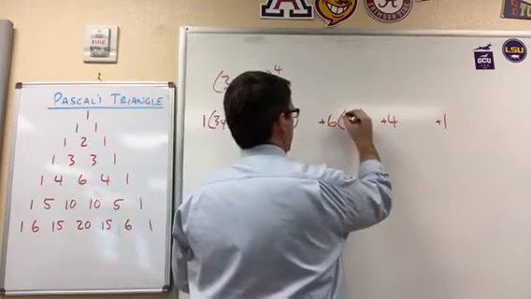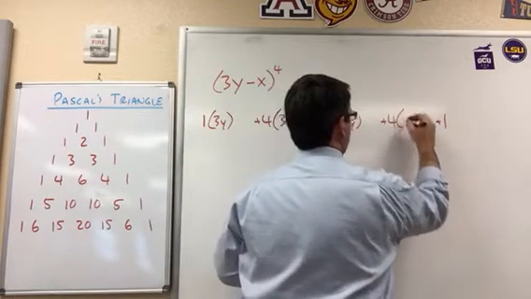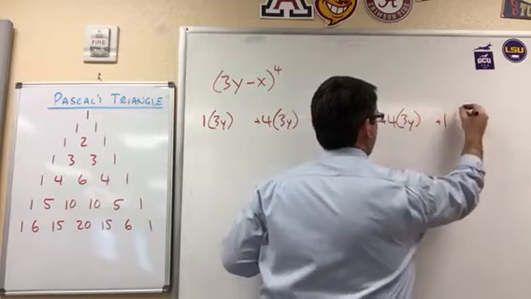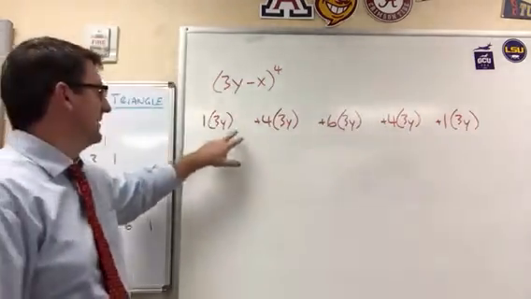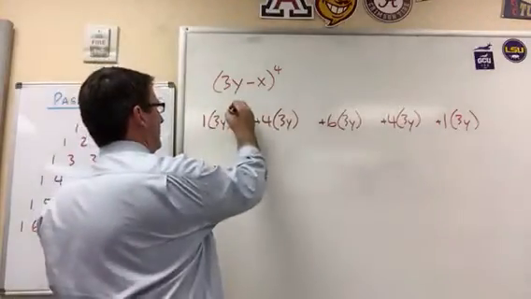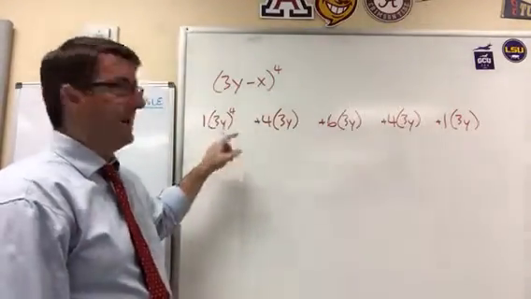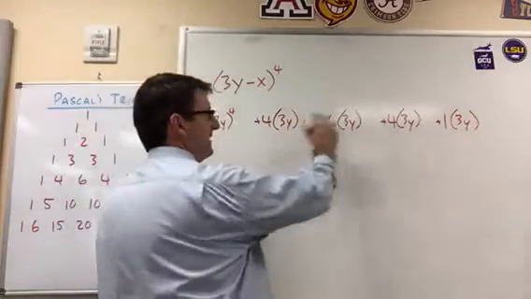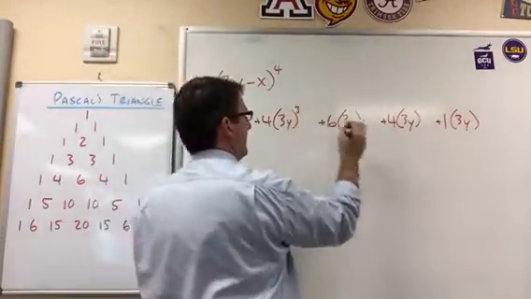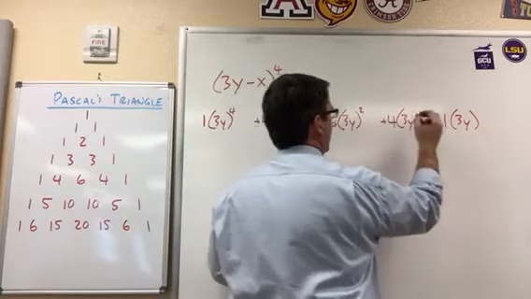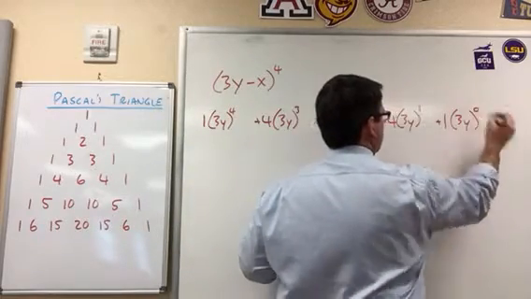3y and 3y and 3y. And what we're going to do with those is we're going to start with this power, the fourth power. We're going to take that 3y to the fourth power. And then we're going to step it down by 1 in each term. So this will be the third power. This will be to the second power, to the first power, and to the 0 power.